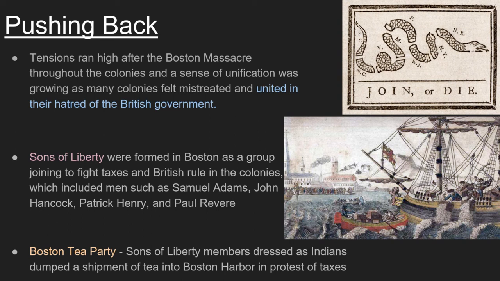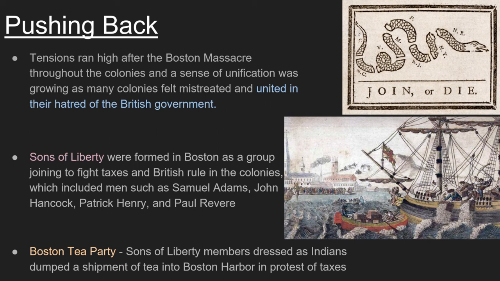So Sons of Liberty were formed in Boston. It was a group joining to fight the taxes and resist against the British rule. Men like Samuel Adams, John Hancock, Patrick Henry, and Paul Revere were all included in this group. Boston Tea Party.